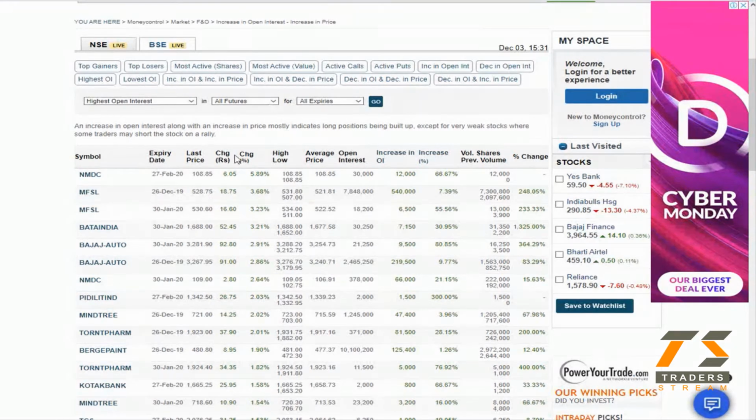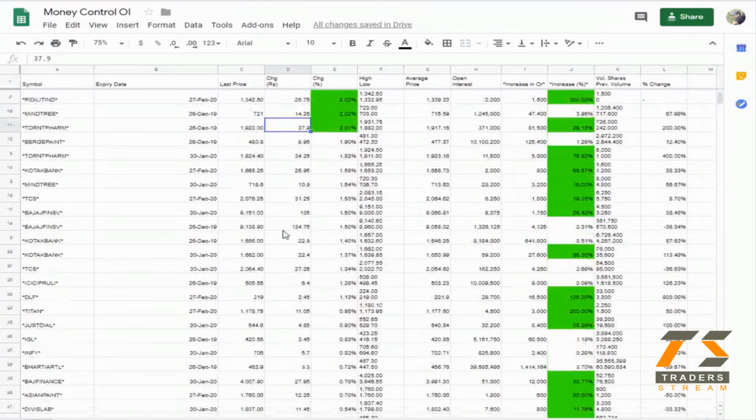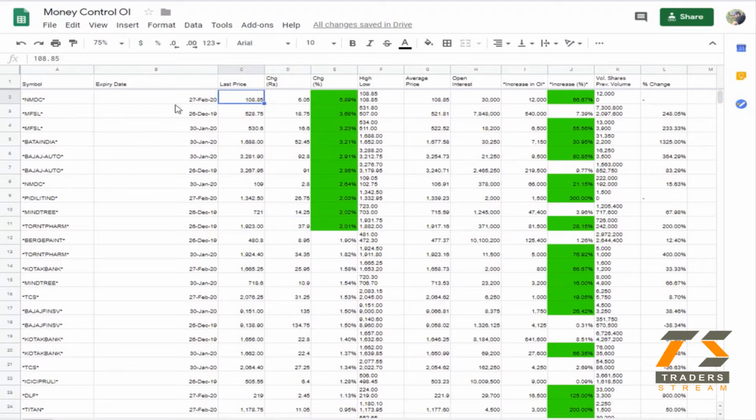Since it is very difficult to analyze on the website of Money Control, what I have done is I have pulled the same data into a Google spreadsheet. Now this updates in real time, with a lag of about 2 to 3 minutes. This data is pulled from Money Control and it will show you the last price, the expiry date, and the change in percentage, and you would also get the overall increase in the open interest and the percentage of increase in the open interest.